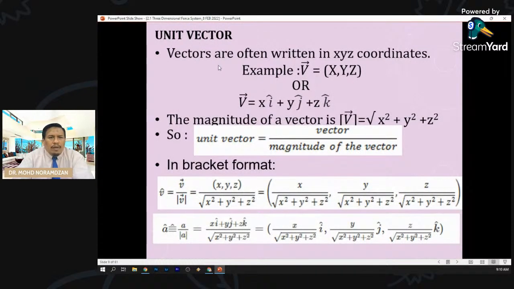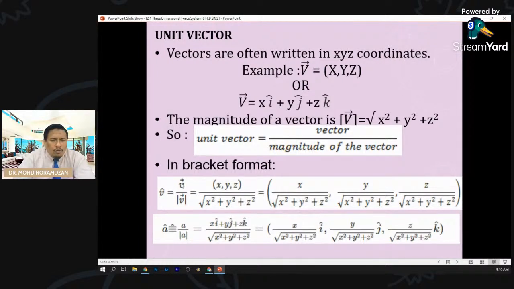For example, vectors are often written in x, y, z coordinates. This is v equal to (x, y, z), or v equal to xi plus yj plus zk. So the magnitude of the vector v is the square root of x squared plus y squared plus z squared. The unit vector equals the vector divided by the magnitude of the vector. In bracket form, we can write it here.